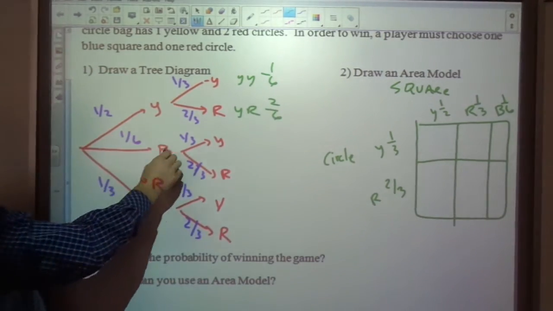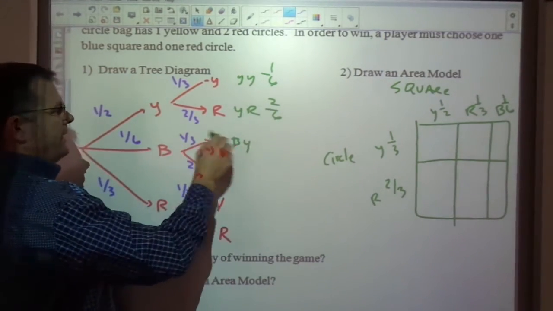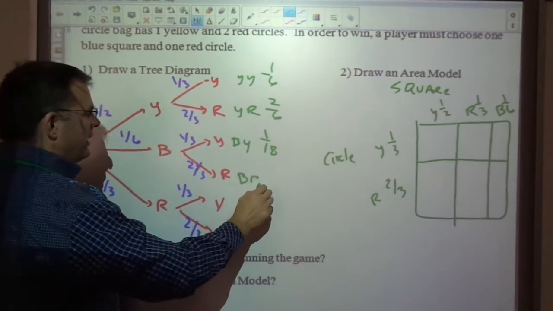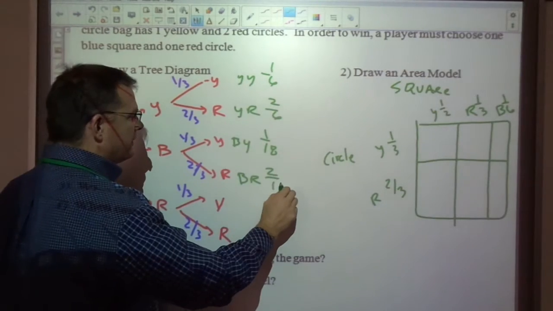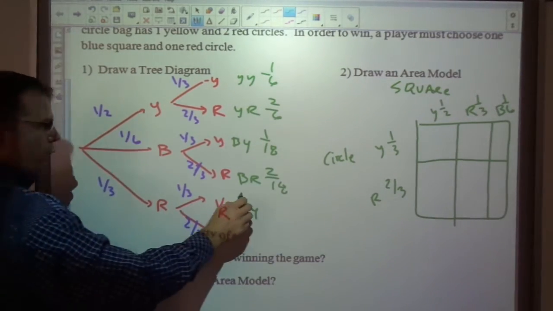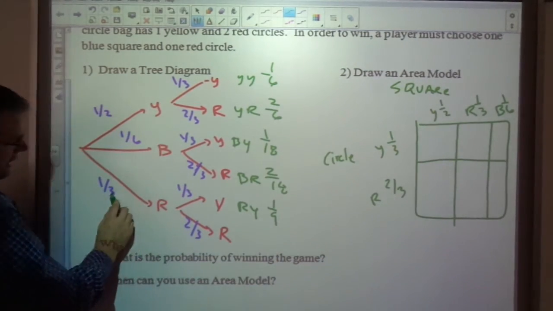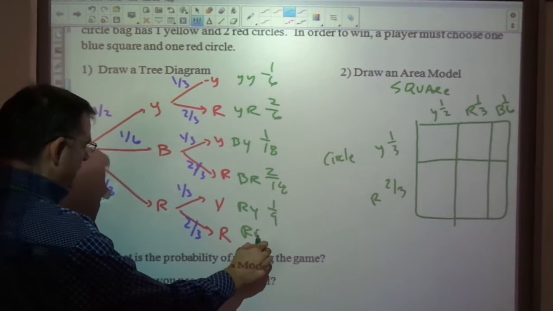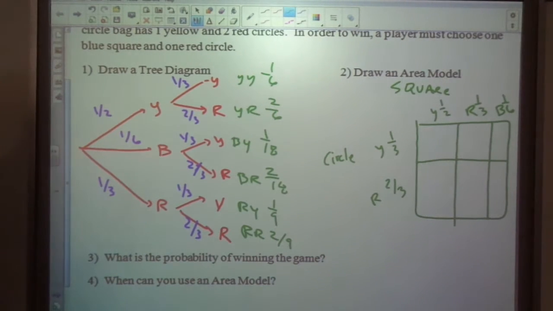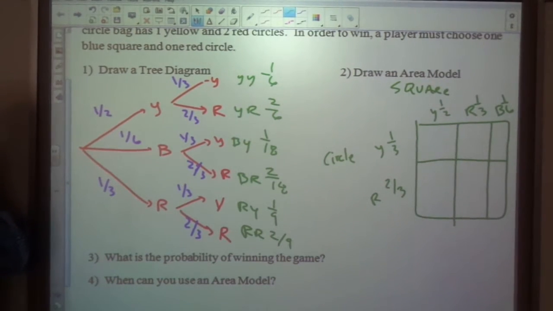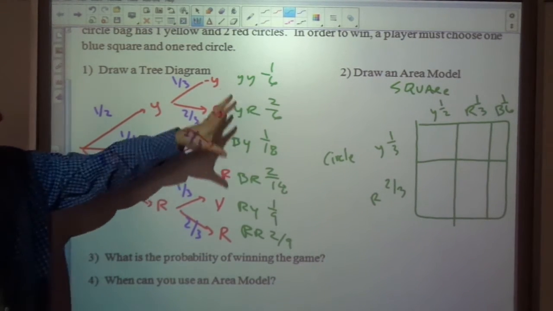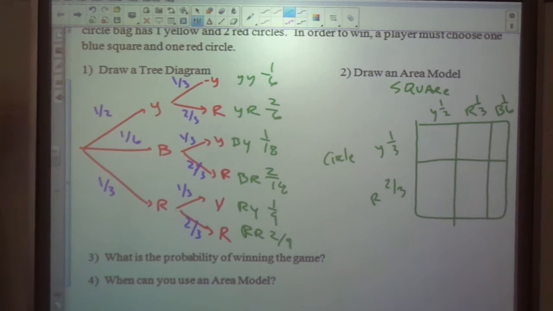You could have blue and then yellow, and that is 1/18. You could have blue and then red, and that is 2/18. You could have red and then yellow, and that is 1/9. And you could have red and then red, and that is 2/9. Now I notice that these are the 6 outcomes in the sample space, but they are not equally likely. They are all different chances of those things happening.